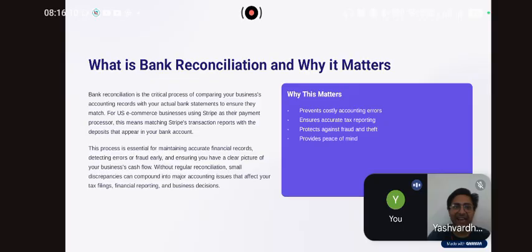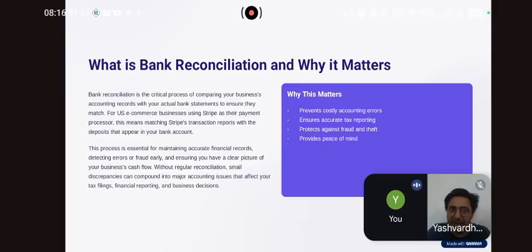Imagine you are handling accounting for a US e-commerce business. On your Stripe dashboard, you see that the company has a sale of $10,000 a week. Very well. But when you check the bank account, the bank shows that only $9,650 was received. Now the question is, where did the remaining money go?